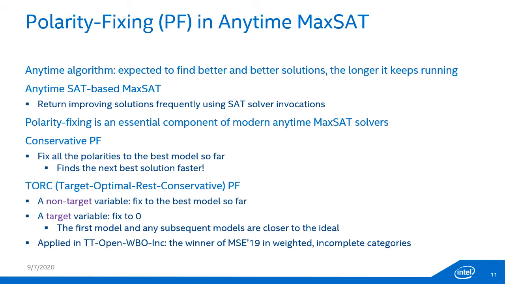And then there is also the so-called target-optimal-rest-conservative, or TORC, polarity fixing, in which the non-target variables are fixed to their best model so far, similar to the conservative polarity fixing, but the target variables are fixed to 0, so they're fixed to the ideal solution. And this is done in order for the first and any subsequent model to be as close as possible to the ideal solution. And this polarity fixing strategy turns out to be quite efficient, and it's applied in the winner of the MaxSAT Evaluation 2019 in weighted incomplete categories.